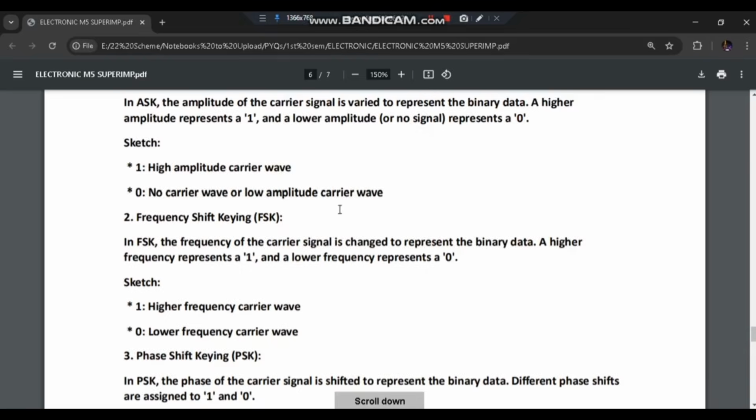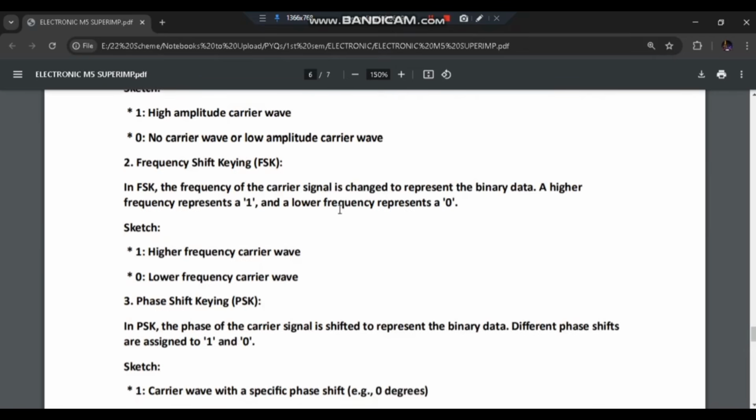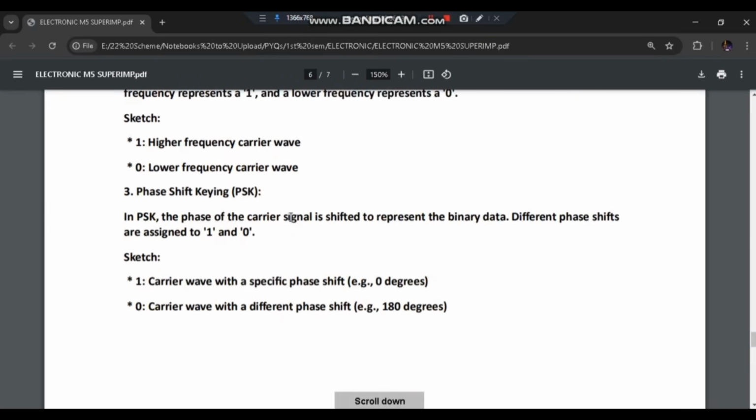Next one is FSK. FSK means the frequency is changed. Here also 1 is higher frequency and 0 is lower frequency. In that case, we'll make the diagram. That will be the FSK diagram. PSK: the carrier shifts with respect to the phase. If the phase shift is 0 degrees, it is represented by 1. If it is 180 degrees, it will be 0. Means if a different phase is present, it will be 0. If the same phase is present, it will be 1.